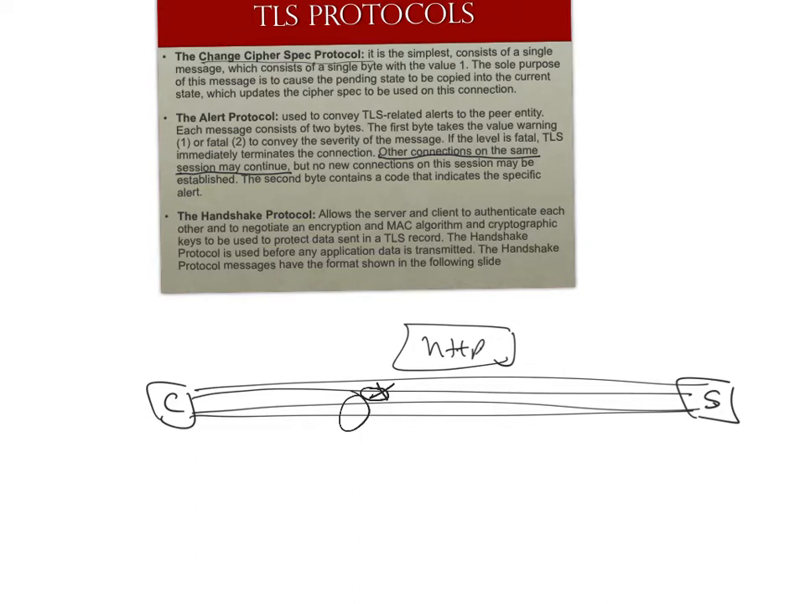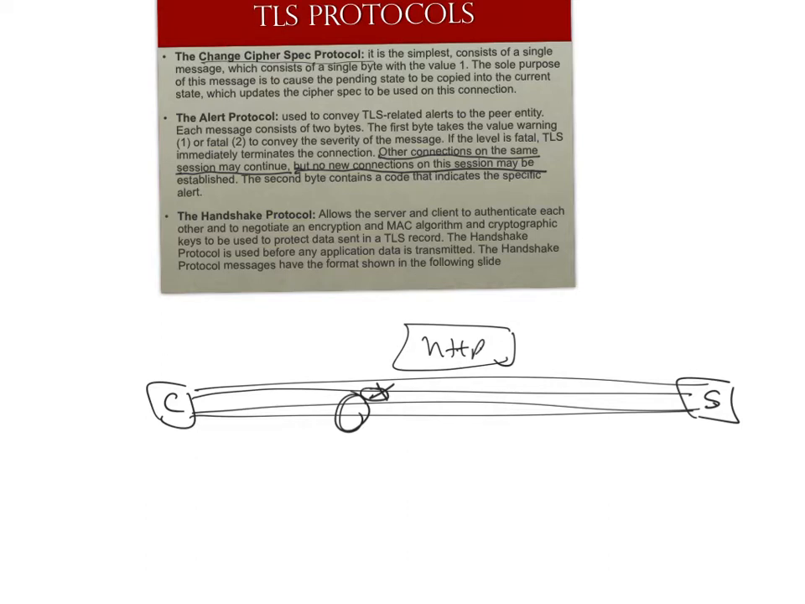But no new connections on the session may be established. Is that fully understood? So these other connections that are running in parallel will finish. The one that contains the alert will be cut immediately. The ones that would come after will not come, because there was a security breach.